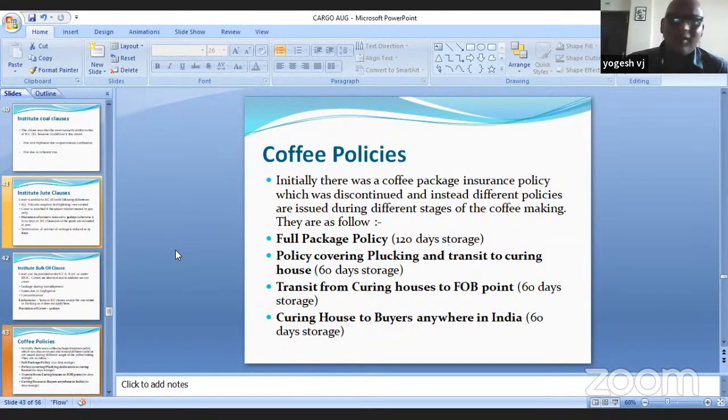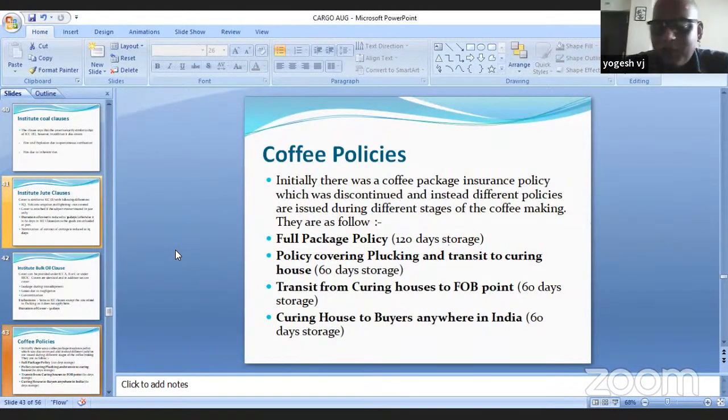Now it is not issued at all locations in India. It is issued especially in those areas where there is coffee plantation. तो यहाँ पे 3 टाइप का पॉलिसी रहता है. एक रहता है फुल पैकेज, दूसरा रहता है plucking to the curing houses, और तीसरा रहता है curing houses to FOB point. Okay.